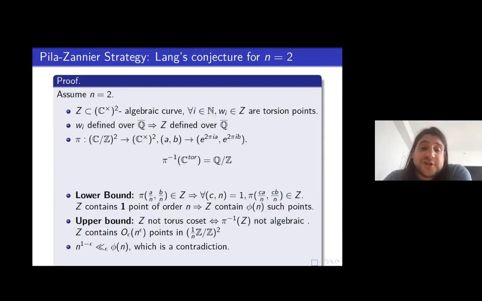So what's the structure of the argument? Well, you count how many special points you have of a certain type, a certain complexity, in this case, the order of the point. You get a lower bound from Galois theory, and you get an upper bound by first showing a statement in functional transcendence, and then using that transcendence to obtain bounds on counts of rational points.